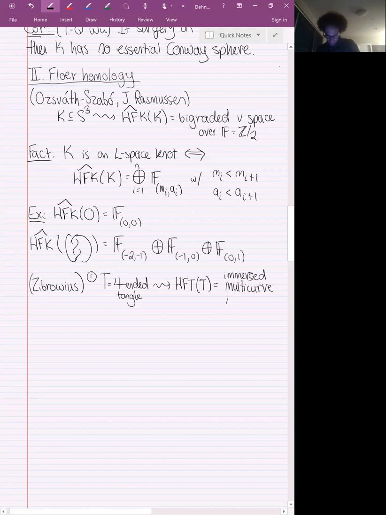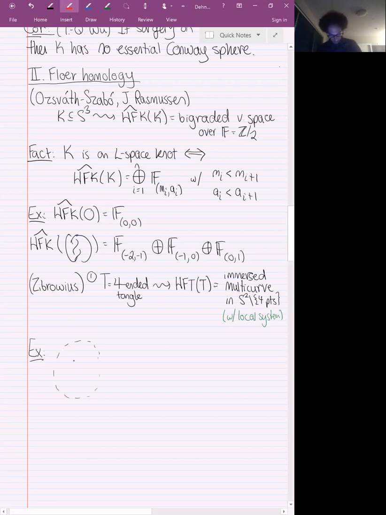An immersed multicurve in the four-punctured sphere. And well, we have to be a little bit careful. It comes with some extra data called a local system. But we'll actually just ignore that for this talk. It won't make a difference. And so maybe rather than telling you the method for producing this immersed multicurve, I'll show you some examples so you can see what the structure looks like.